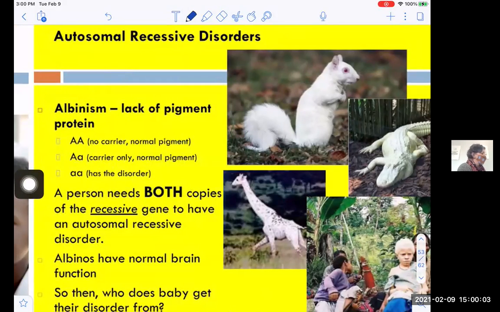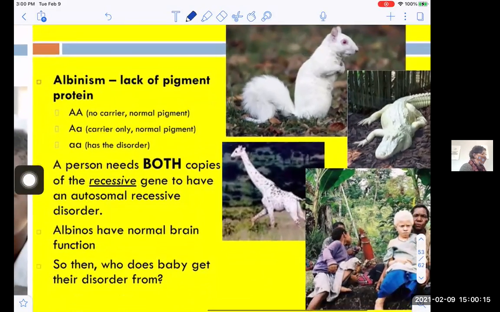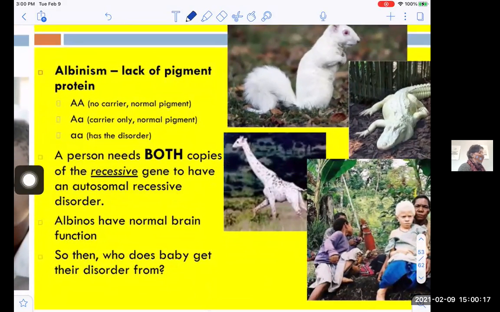So in order to be an albino, you have to have the two recessive alleles. Heterozygous is a carrier. Homozygous dominant is not a carrier and is also normal. So you have to have two copies of the recessive gene. So you got one from your mom and one from your dad.